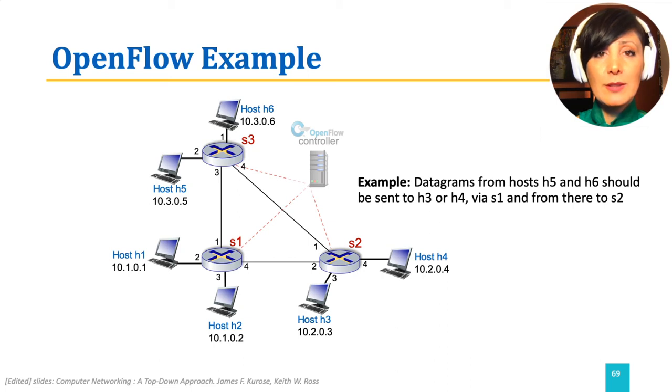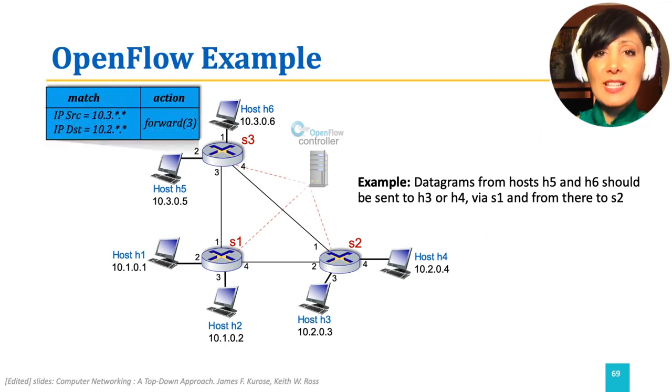OpenFlow controller will write the tables on S1, S2, and S3. H5 and H6 are connected to router S3. At the router S3, we need to define the rules that forward the datagrams based on their destination to S1. This means they should be sent out to port 3. Which packets though? All packets with a destination with first 16 bits matching 10.2, as that is what matches H3 and H4, and has the source address with first 16 bits matching 10.3 because that is what matches H5 and H6.